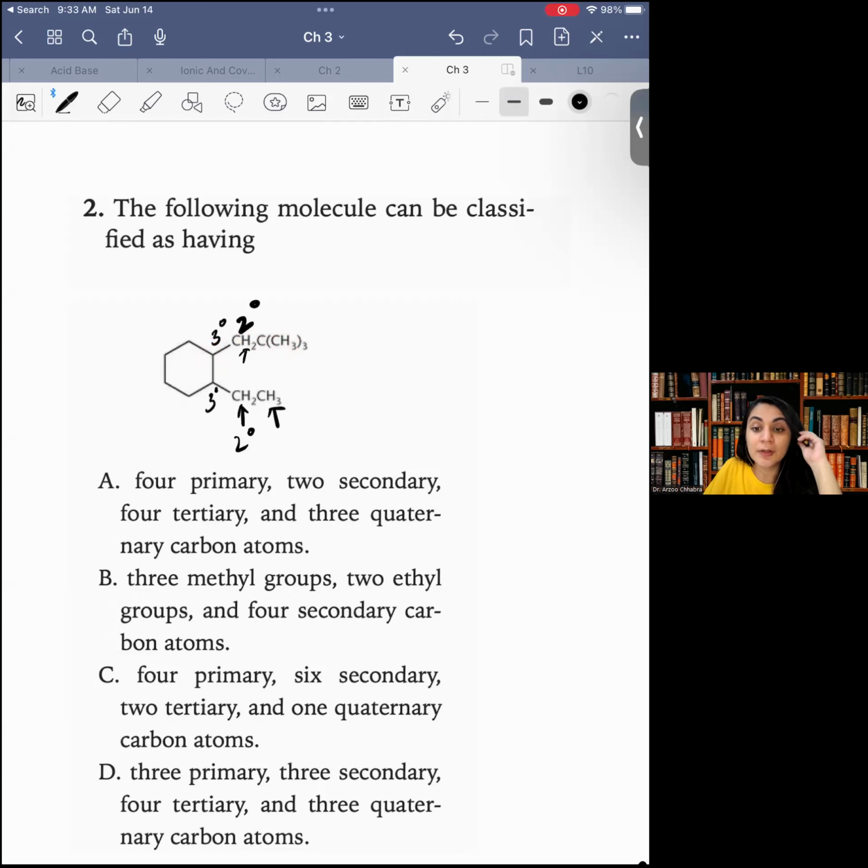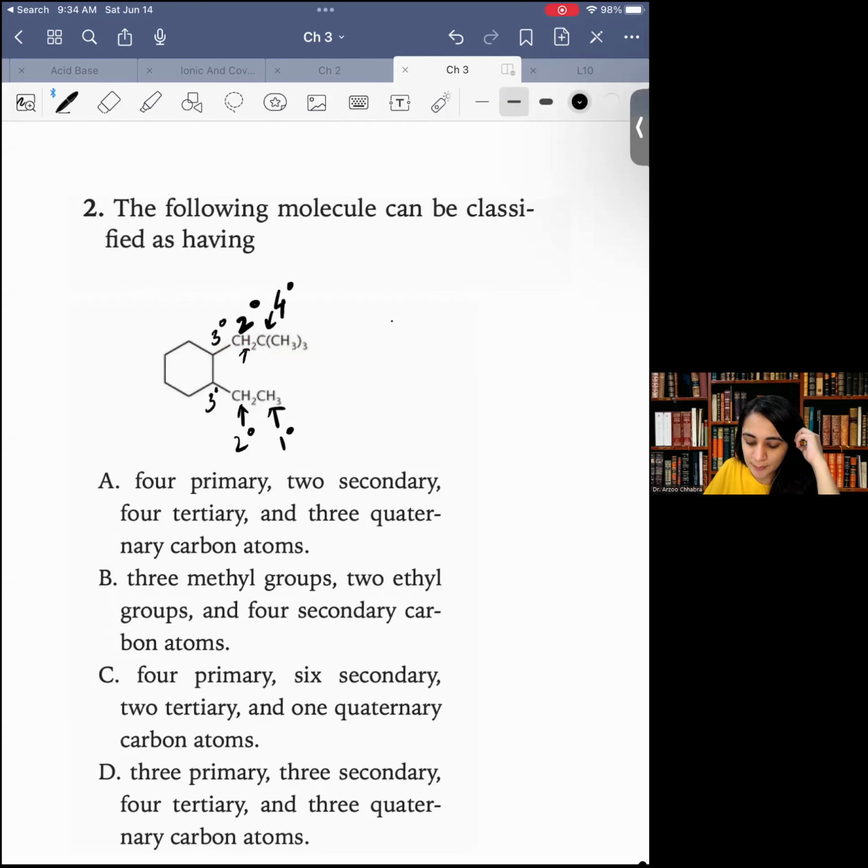CH3 is just a 1-degree carbon center, right? Connected to only 1 carbon. This carbon over here is CH3, CH3, and CH3. So this carbon center is 1, 2, 3, and then 4, right? It is connected to 3 carbon centers through these CH3s, and it's already connected to this carbon over here. So this is a 4-degree carbon, or more like a quaternary.